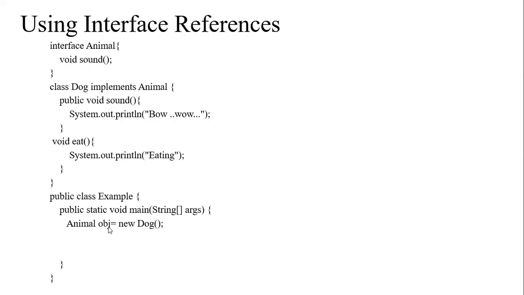A similar strategy is applicable with respect to interfaces also. By using this object, the parent class reference, you can access the methods which are part of this animal. That means by using obj, you can call the sound, but you cannot call this eat method. Not possible, because this eat method belongs completely to this dog class. So obj.sound is valid, but obj.eat is not valid.